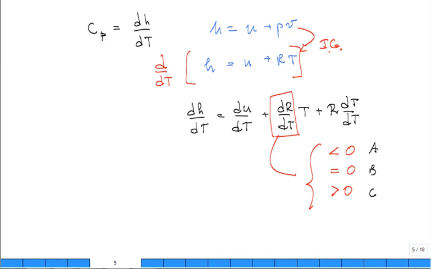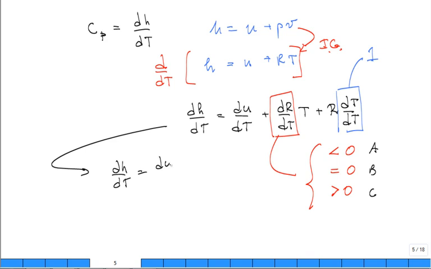Now, let's do this one, but I won't do a clicker on that one. This is the easiest derivative. Don't get too caught up. Can you do the inverse hyperbolic sinh, or some other crazy derivative function? This is so easy. It's equal to 1. So what do we get? We have dh/dT is equal to du/dT plus R.